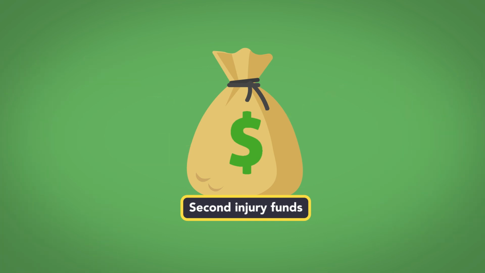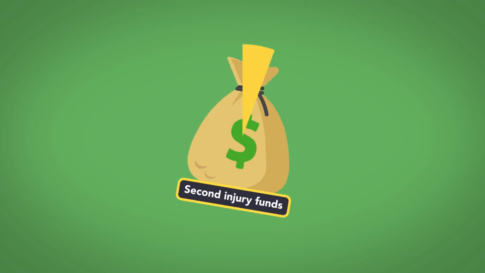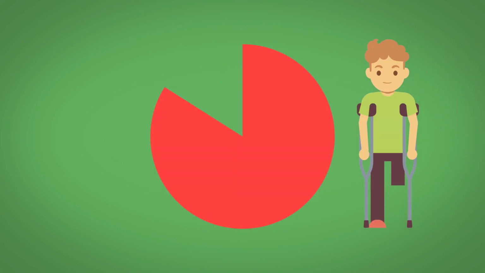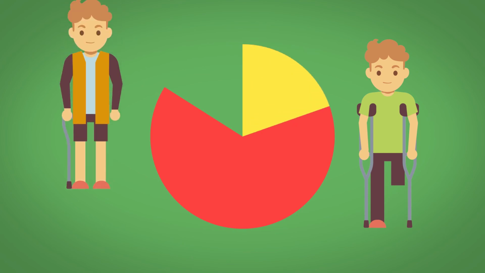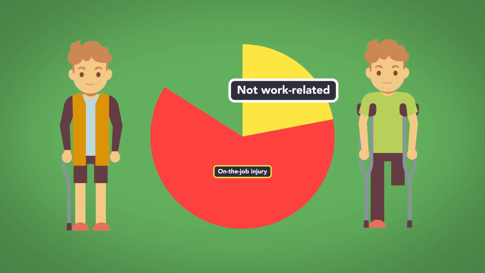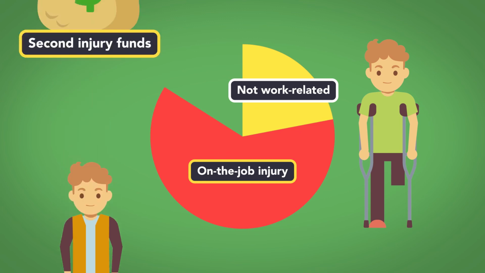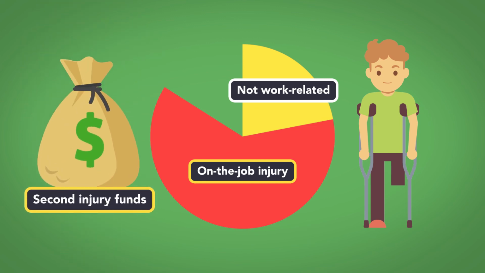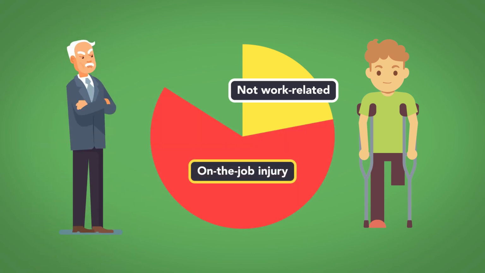Generally, states with second injury funds determine what portion of a worker's end disability is attributable to a permanent, pre-existing disability that was not work-related and what portion is attributable to the on-the-job injury. The state fund pays that portion of disability attributable to the non-work-related pre-existing condition, and the employer at the time of the subsequent injury is liable for that portion of the total disability caused by the second accident.